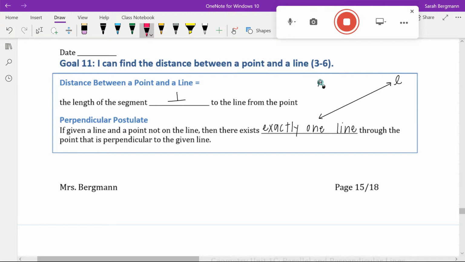So to figure out the distance from point A to line L, we're not going to measure this distance here. We want to go directly straight to line L with a perpendicular segment. So in order to find the distance from point A to line L, we will need to measure segment AB.